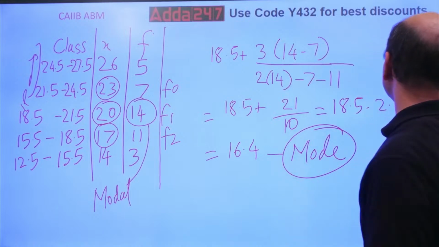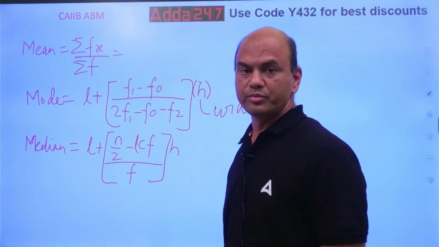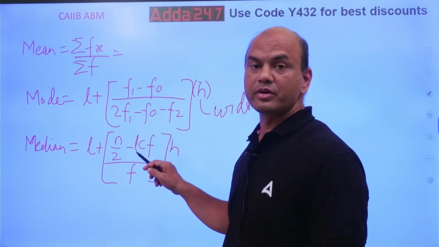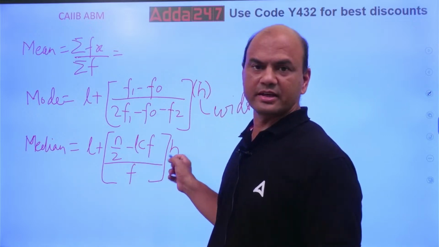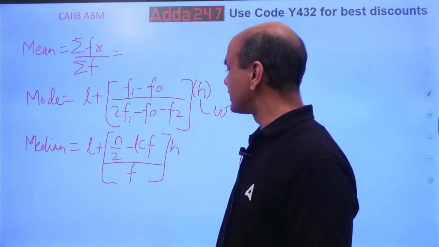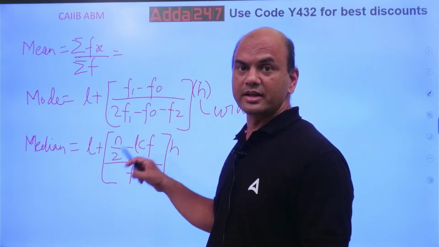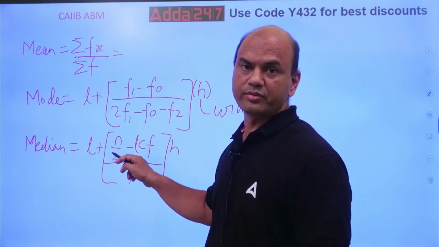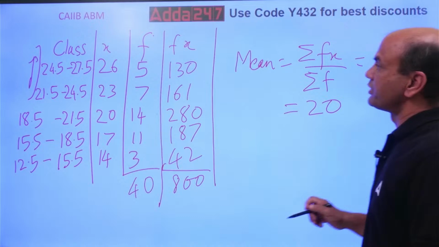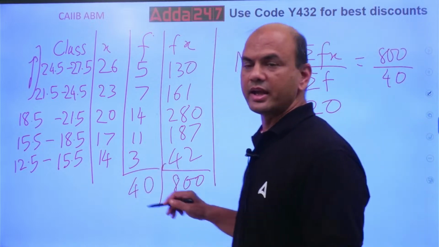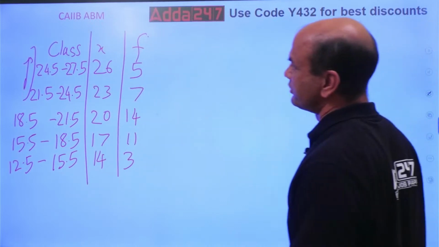Next one is median. Median is also a similar formula. See this. Median formula is what? L plus n upon 2 minus LCF upon F into H. LCF means what? Less than cumulative frequency. H is again width. So what is LCF? Again, remember this formula. We'll be needing this now again and again. N means what? Total of F. What is total of F? Let's see that. This total of F, we got it 40, right? So this is 40. N equals 40. Okay? So let's solve the median part now.